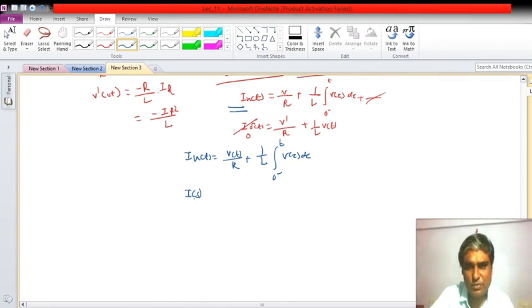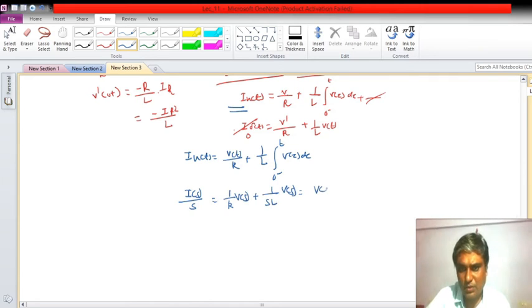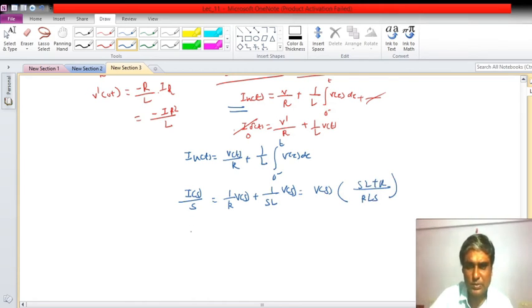I of s upon s will be 1 by R times V of s upon 1 over SL times V of s, and it looks like V of s will be R L S over SL plus R. Now what I have to obtain is that V of s. So this will not be my I of s, but simply I upon s, because I is the magnitude. I am taking the Laplace of U of t and solving for it.